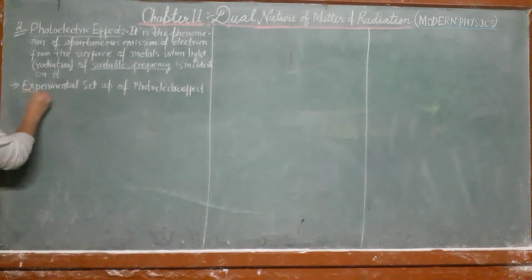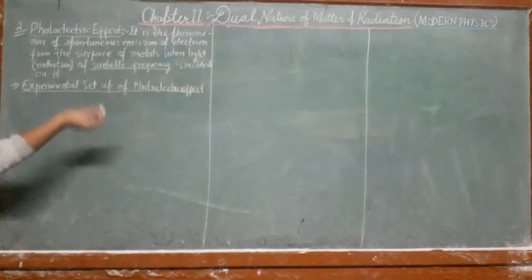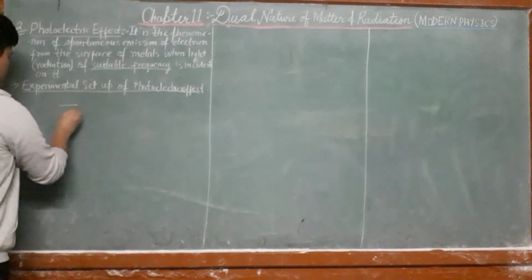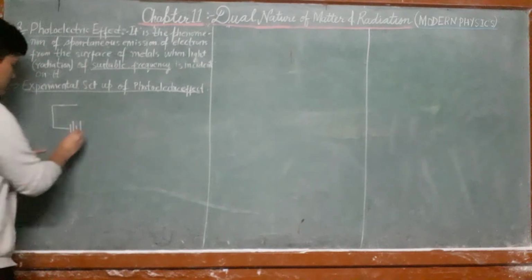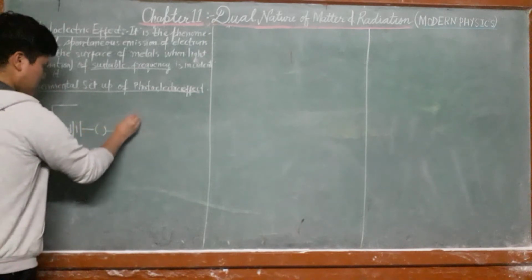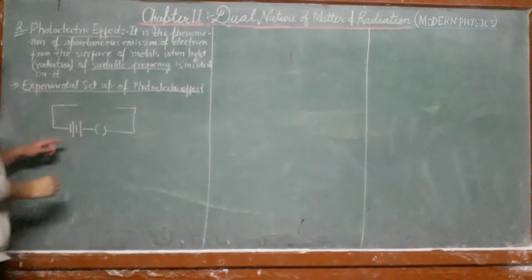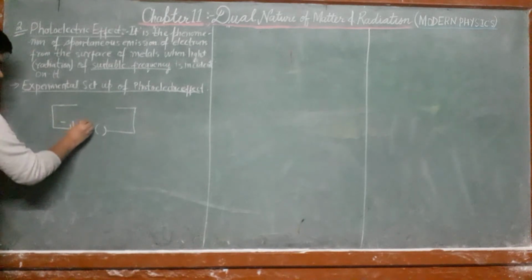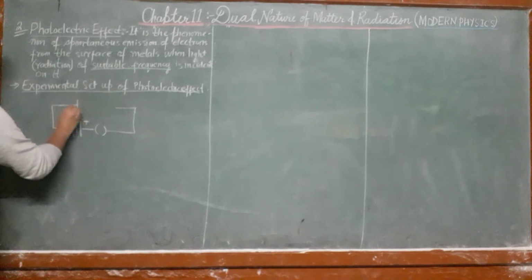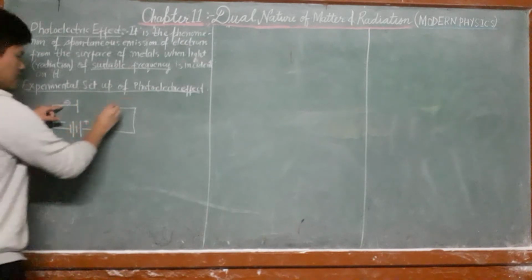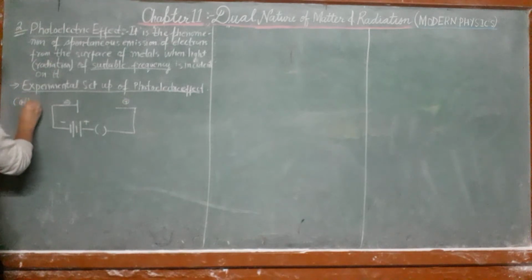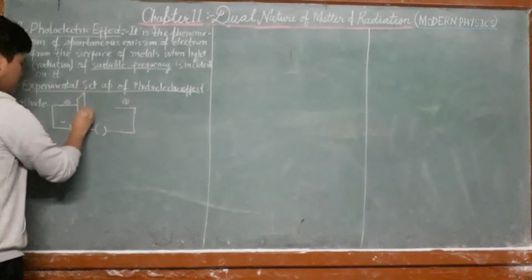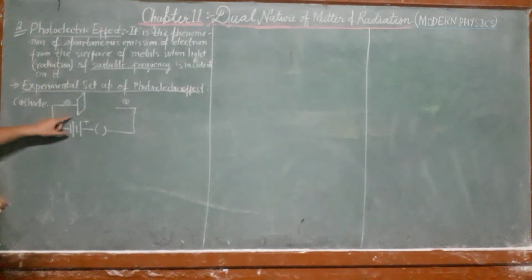Within this, we have a basic circuit. This is a battery. This is the key which is closed. Now in this circuit, this is the negative terminal and this is the positive terminal. This is the negative side, so it is called cathode, the metal plate.